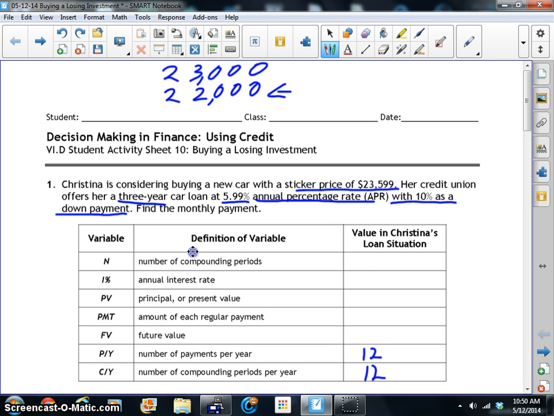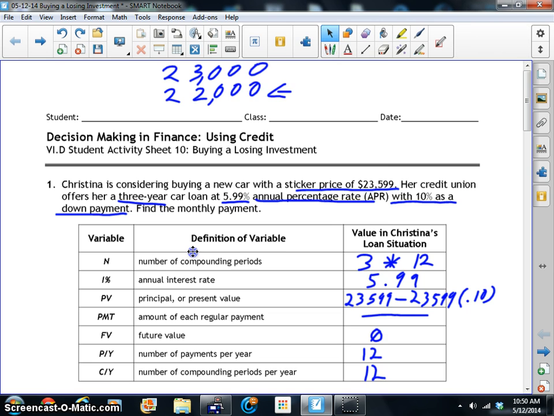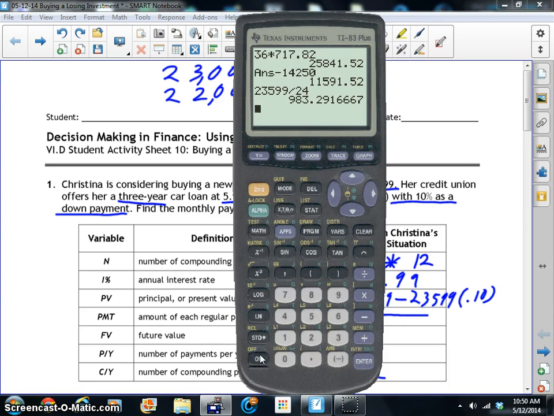So we start out with a 3-year car loan, so it's 3 times 12, which gives us 36. The rate is 5.99%. For the principal, this is where it gets a little bit hectic: 23,599, but we also subtract 10%, so that's 23,599 times 0.10. That way we get rid of that 10%. Payment, we're going to find out, so we don't know what that is yet. And FV, we always try to pay it off, so it has to be equal to 0.